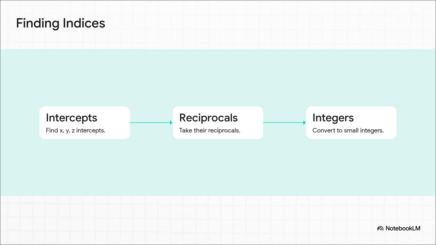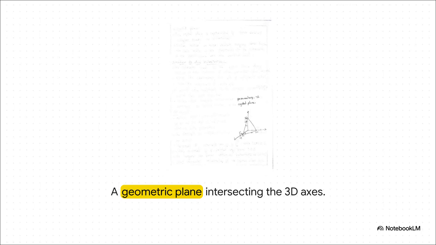First, you find where your flat plane slices through the X, Y, and Z axes. Second, you flip those numbers upside down, taking the reciprocal. And finally, step 3, you just clear any fractions by multiplying them out to the smallest whole numbers. Easy peasy. See how the geometric crystal plane kind of acts like a ramp intersecting our 3 axes?